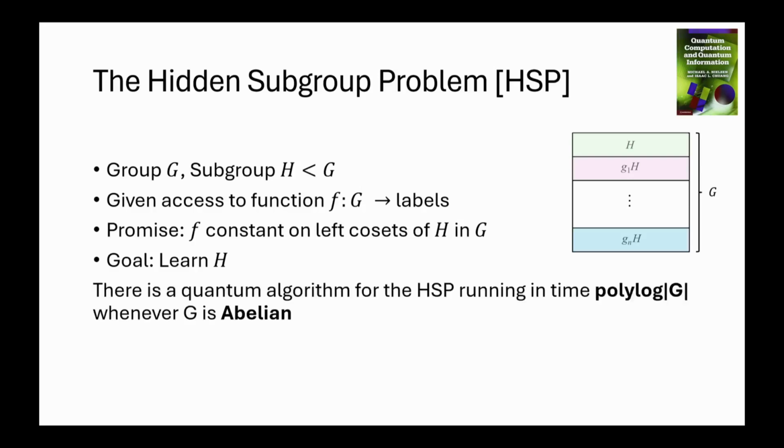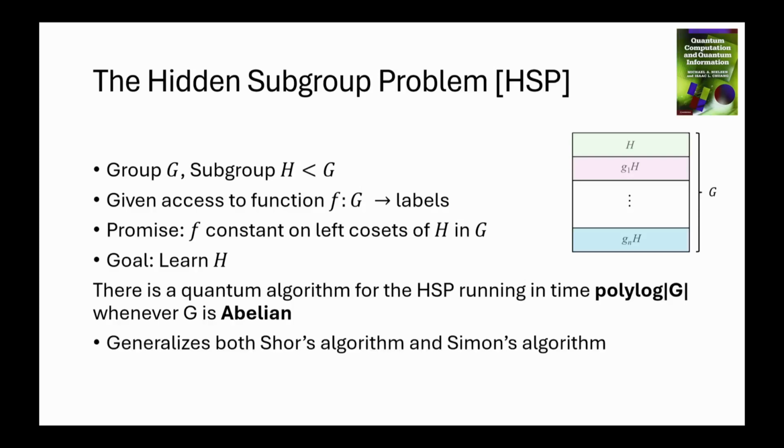And one of the crown jewels of quantum computing theory is that there's an efficient algorithm for this problem in the abelian case that runs in time polylog the order of the group. This is the thing we learned in Mike and Ike that generalizes Shor's algorithm and Simon's algorithm simultaneously.